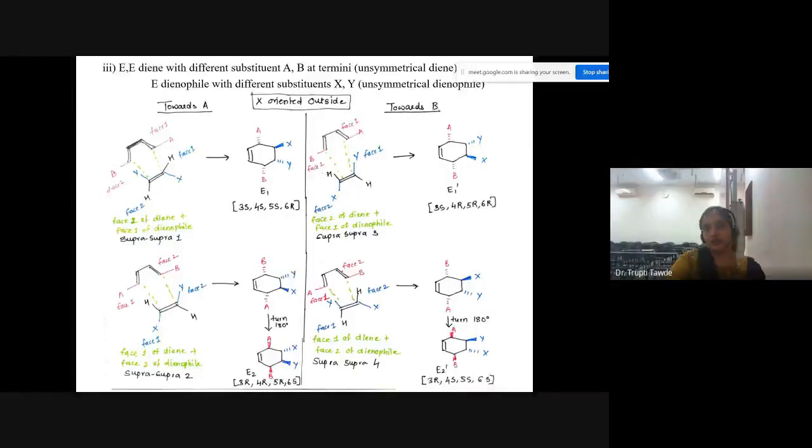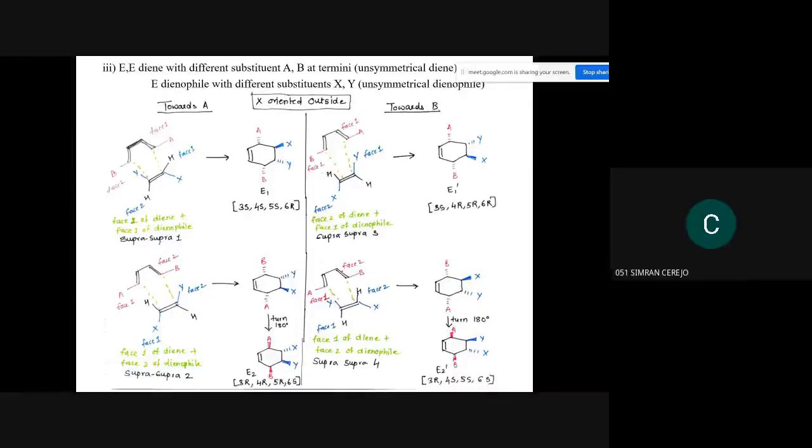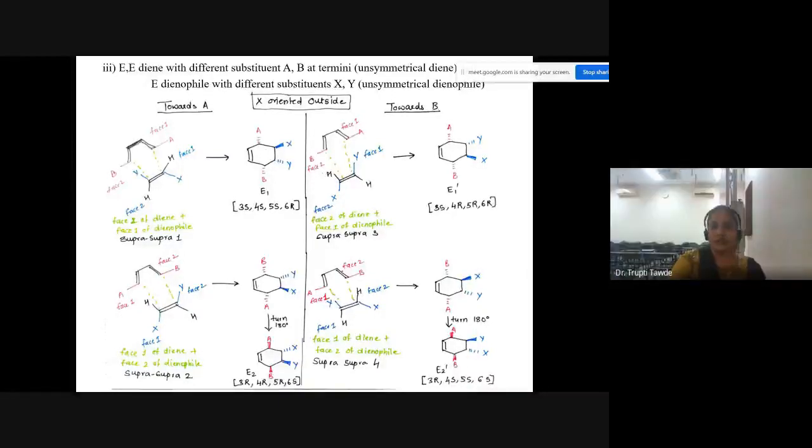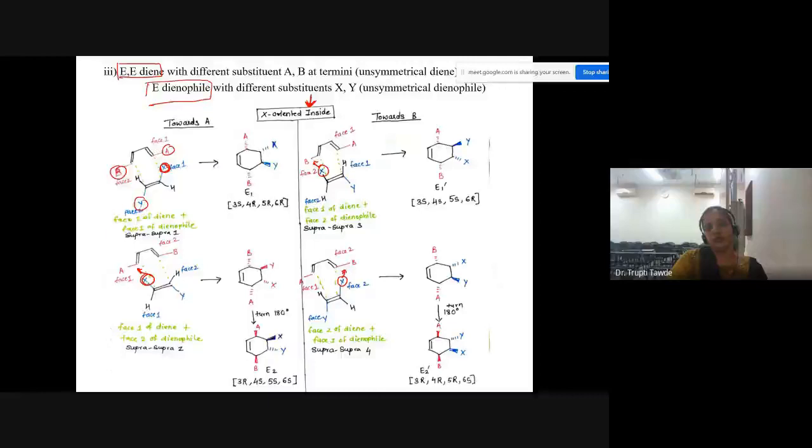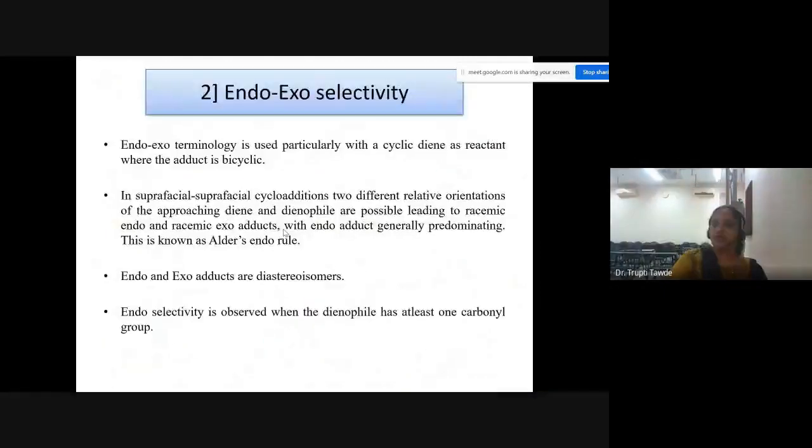बिकॉज यहाँ पे क्या है, डाइन के पास भी सब्स्टिट्यूएंट अलग है और डाइनोफाइल के पास दोनों भी है, अनसिमेट्रिकल हो दोनों गए। जब दोनों सिमेट्रिकल होते हैं या कोई एक अनसिमेट्रिकल होता है, इन दैट केस we get only one, like 4 products. 4 products, बट चारों अनसिमेट्रिकल जब हो जाते हैं तो हमें 8 total products मिलते हैं। तो I am going for the next selectivity now.